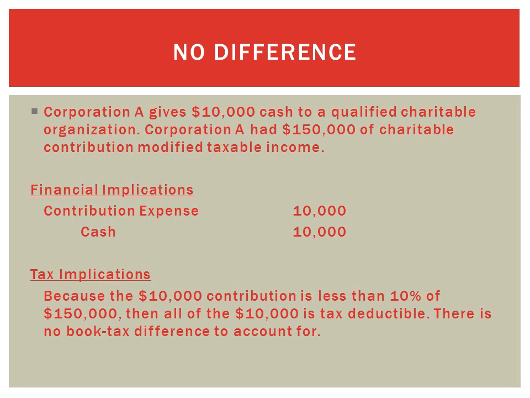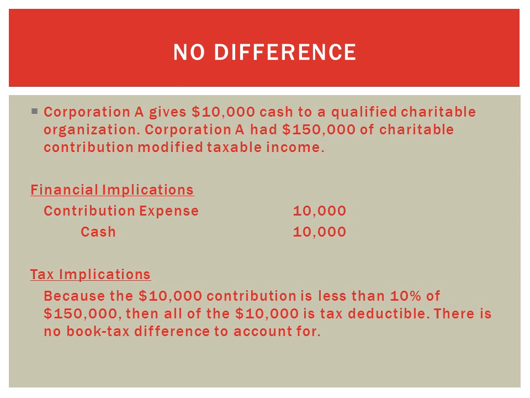In our first example, Corporation A gives $10,000 in cash to a qualified charitable organization. Corporation A had $150,000 of charitable contribution modified taxable income, which is taxable income before deducting charitable contributions, the DRD, DMD, and NOL and capital loss carrybacks.